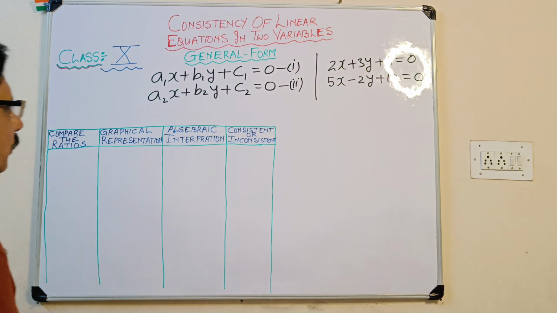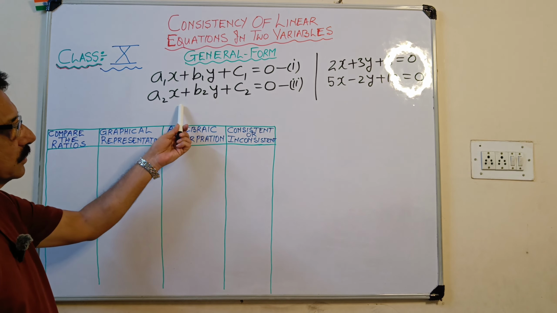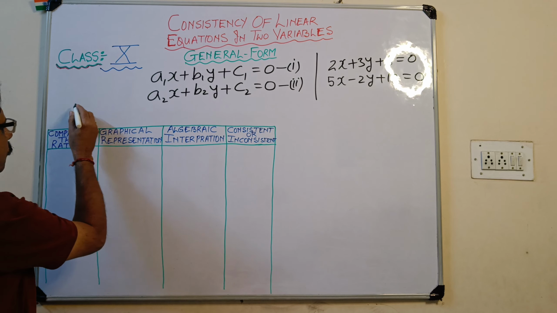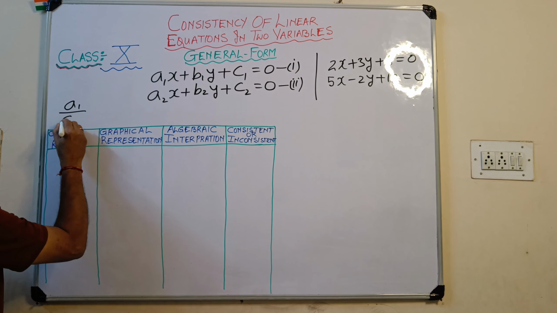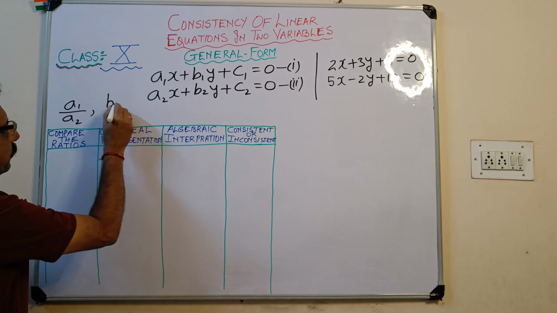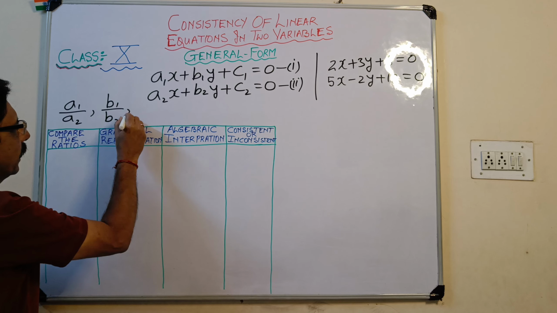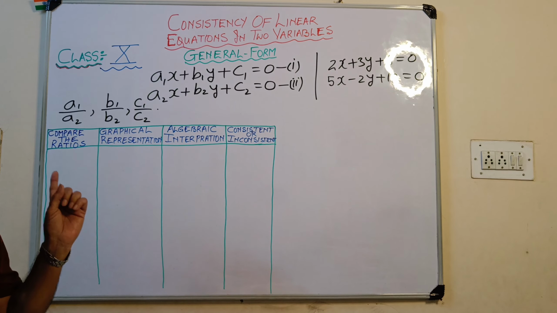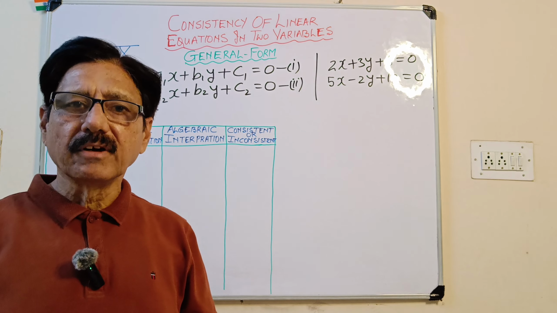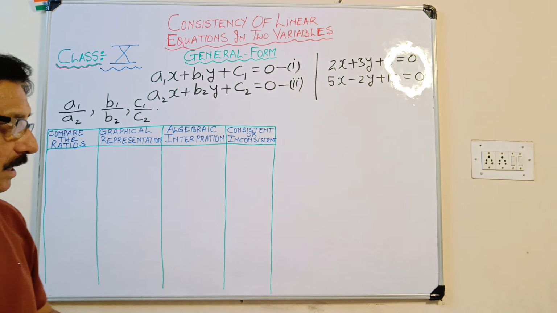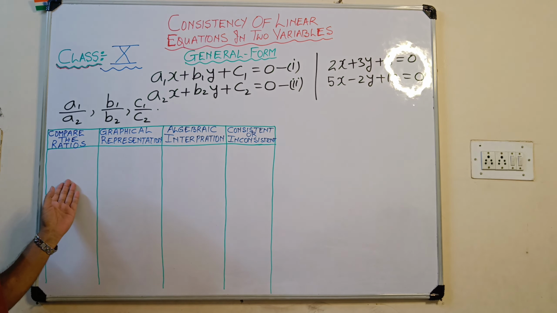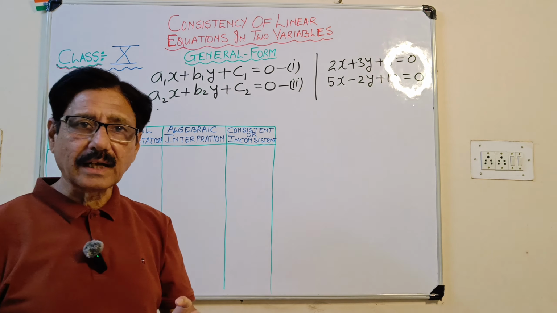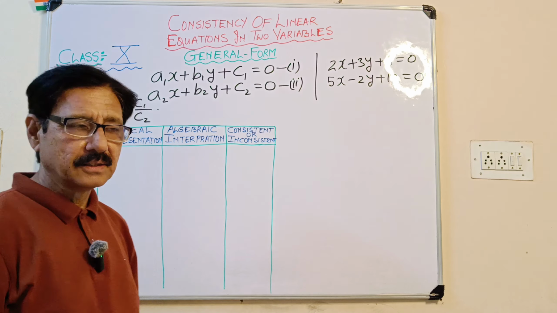So what we are going to check from this is the ratios a1 by a2, b1 by b2, and c1 by c2. Already I have explained the meaning to you. So these ratios of a1 by a2, b1 by b2 and c1 by c2 will tell us in advance, before solving the equation, what type of solution we are going to get.